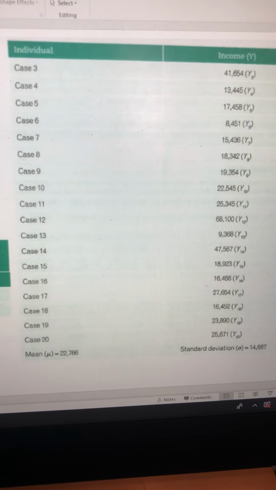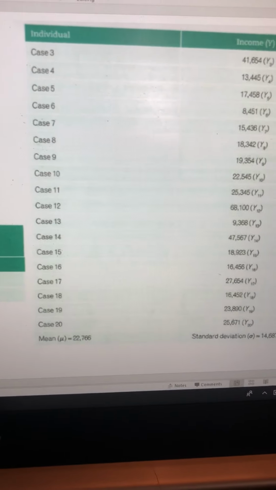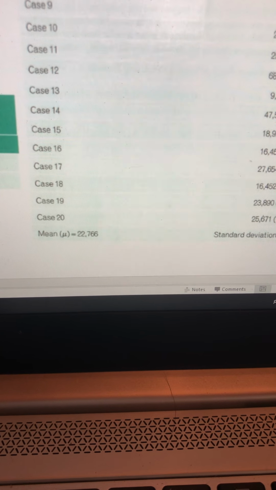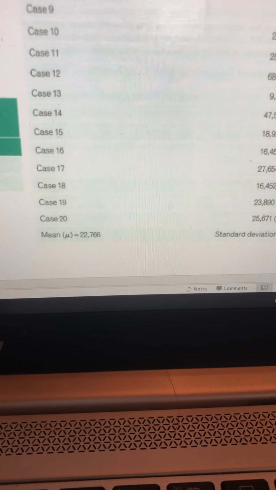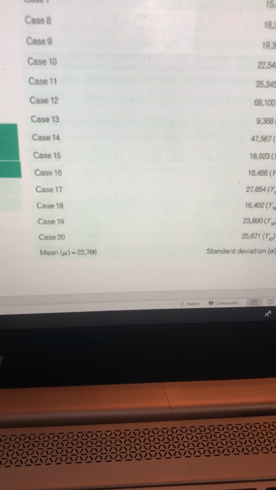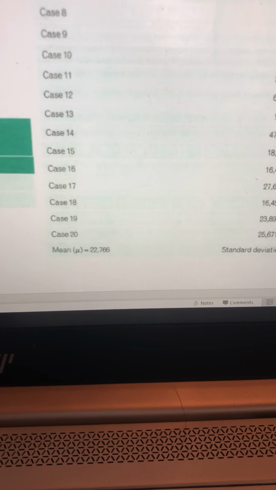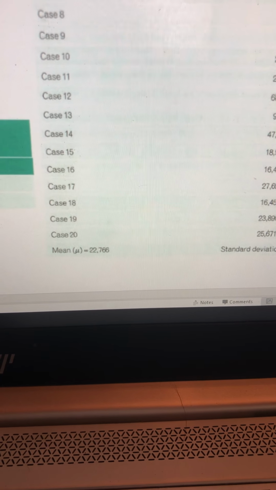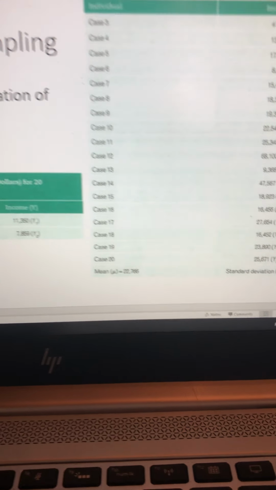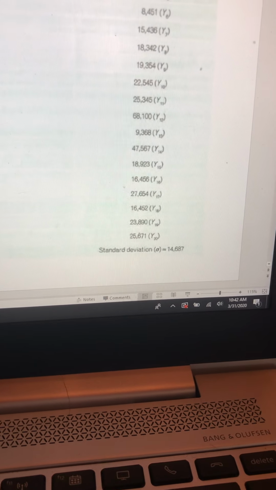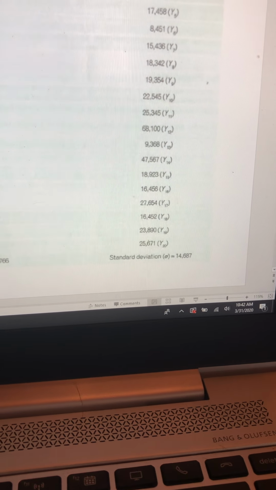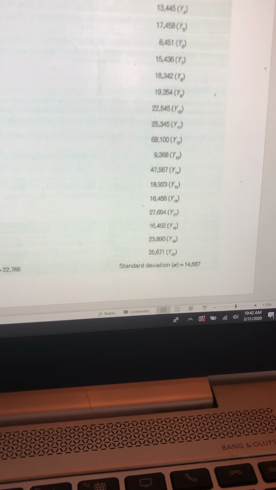We've talked about the measures of central tendency and variability. We can get the mean. There it is right there: 22,766. Now note that that is mu, the Greek letter mu. That's the population mean, so that's a parameter, because remember, these 20 cases are our population. Same thing with the standard deviation. We've got a sigma there, 14,687. That's a population parameter too, okay?